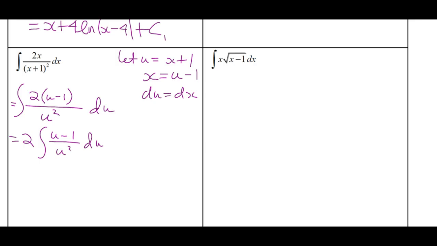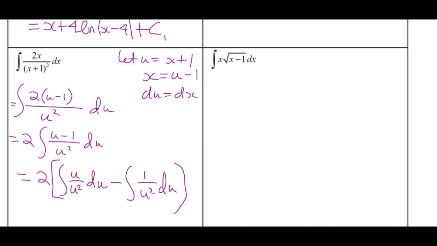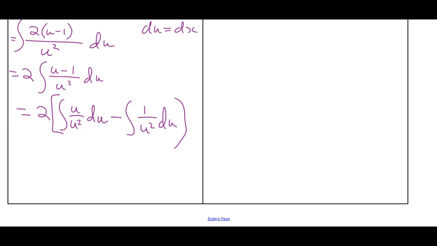So now that I've got a monomial denominator, I got a binomial up top. So I can go u over u squared du minus the integral of 1 over u squared. I can split it up like that, or I could write it as 1 over u minus 1, all over u squared. I think it might be easier to just separate this out. So this is 1 over u du minus, and this is still, well, let's write this as u to the negative 2, maybe.